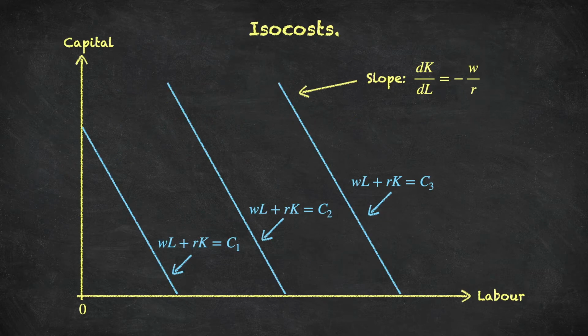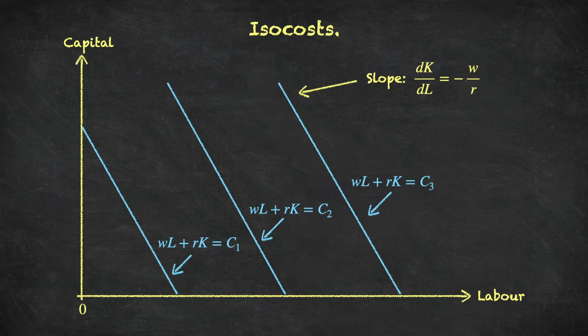Consider this diagram now. This shows three isocosts. The isocost lowest, or closest to the origin, is the isocost of all of the different combinations of L and K that yield cost C1. The next isocost is all the combinations that incur cost C2. And the isocost I've drawn furthest from the origin is all of the different combinations of L and K that incur a total cost of C3.